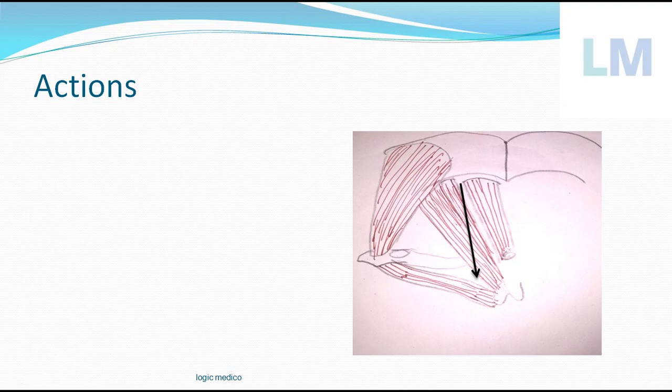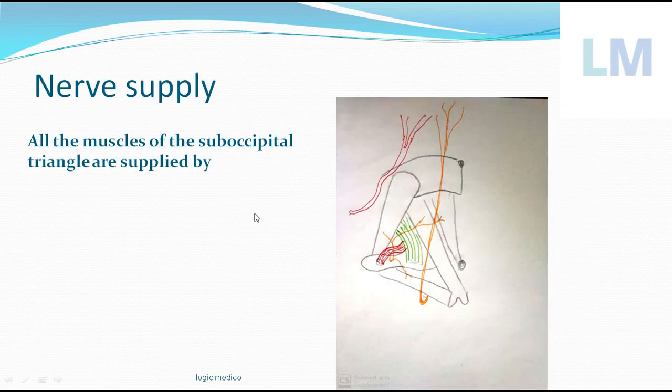I repeat one more time the action. When both the rectus capitis posterior major of the right side and left side work, it will extend the head and neck. When only one side acts, then it will rotate the skull in such a way that the chin points towards the same side. I hope you got these actions.